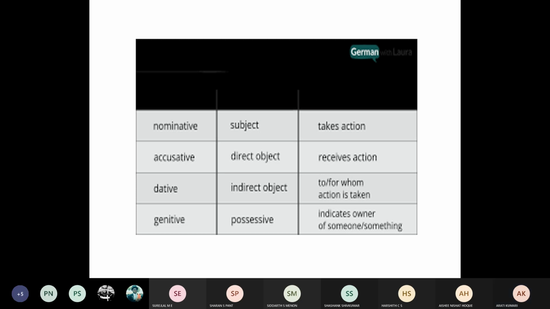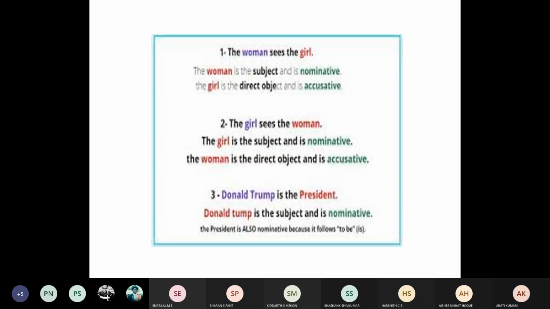Okay, so for example, should we just go and check? Maybe better. As you can see here, the example is given in English. You have one example. The woman sees the girl. Let's try to say this sentence in German. How do you think you can say the woman sees the girl in German?